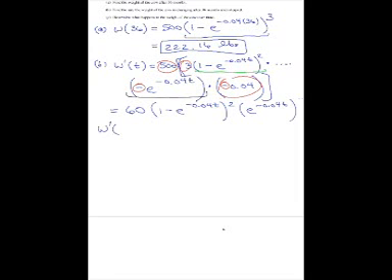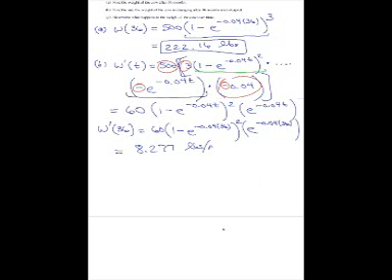Now, let's find the value of the derivative after 36 months. So that would be 60 times (1 minus e to the negative 0.04 times 36) quantity squared, times e to the negative 0.04 times 36. And if you work all that out, you get 8.277 pounds per month.